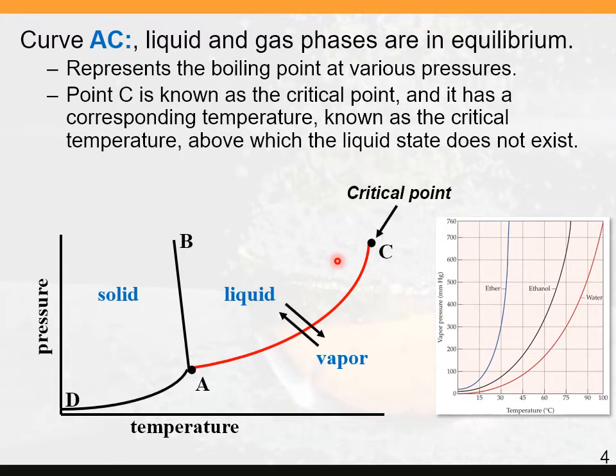But if the temperature is above critical temperature, the boundary cannot be crossed no matter the pressure, because there is no boundary. The liquid vapor boundary line ends at the critical point. So at the temperatures above critical temperature, the temperature that corresponds to the critical point, the liquid phase does not exist.